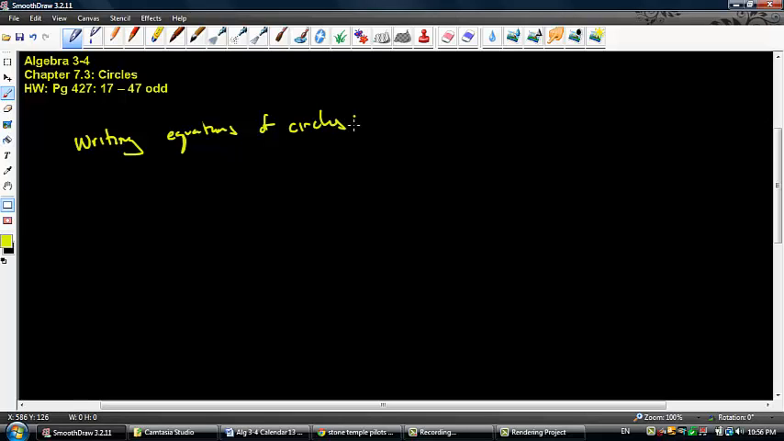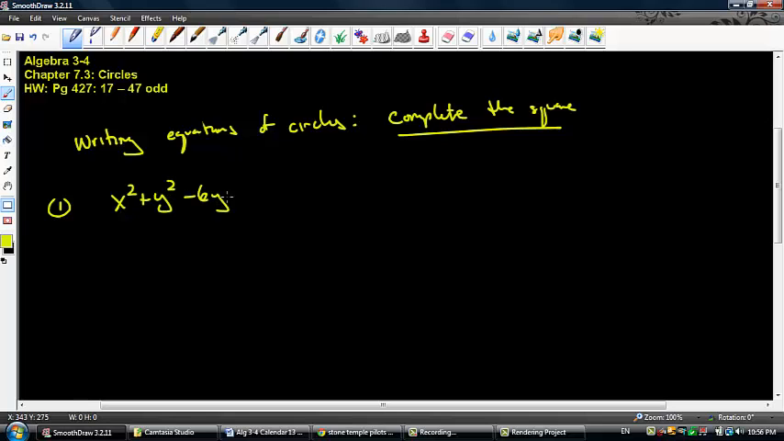Completing the square. You've got to use it. So let's take a look at something here. Why don't we take a look at this problem? Number one: x squared plus y squared minus 6y minus 16 equals 0.